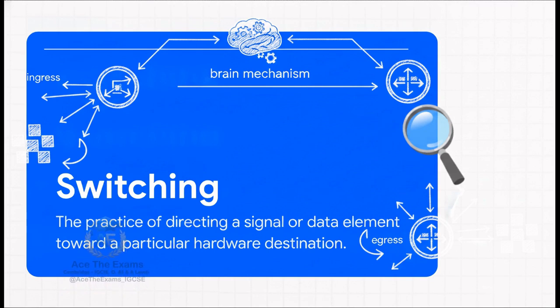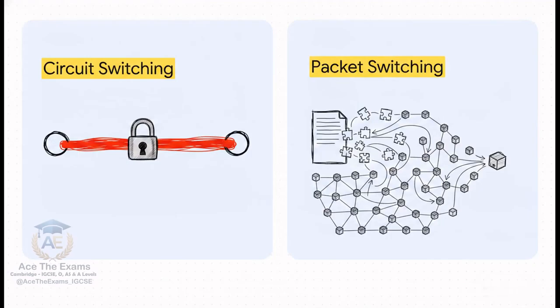Switching is highly specific. It is the calculated networking practice of directing a signal from an ingress port, which means incoming, toward a particular hardware destination via an egress port, which is the exit. Examiners want precision. This is one of the most common comparison questions in the syllabus: circuit switching versus packet switching. Let's look at the stark contrast.